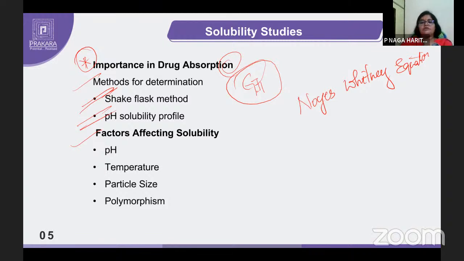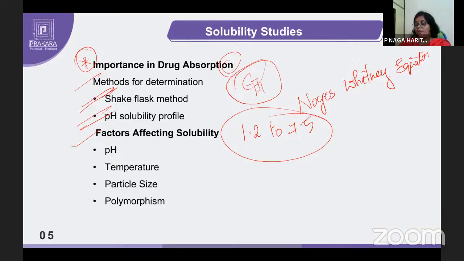The pH solubility profile assesses the solubility across a range of pH levels, usually from pH 1.2 to 7.5, to simulate different regions. Why are we taking only 1.2 to 7.5? Because starting from the mouth till the intestine, these are the various pH ranges we have in the GIT. And what are the factors affecting the solubility? They include pH, temperature, particle size, and polymorphism.